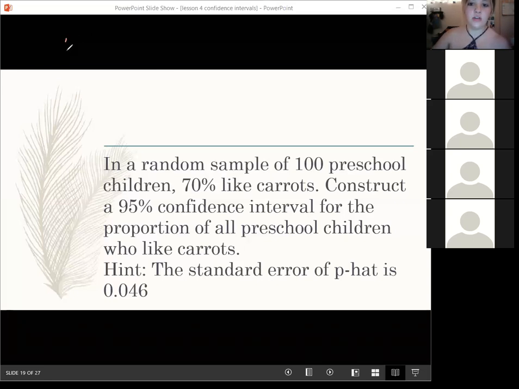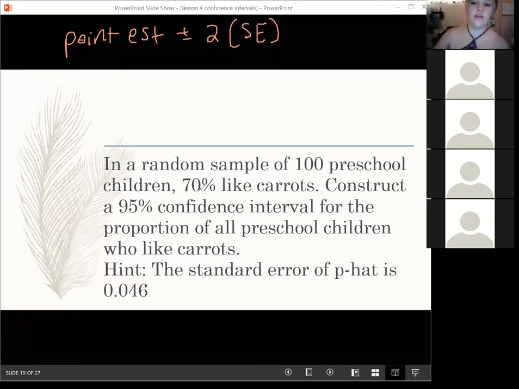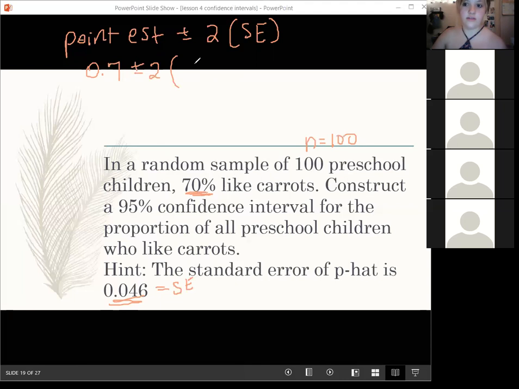So remember, our general equation is our point estimate plus or minus 2, for a 95% confidence interval, times our standard error. I like to break this apart. Our random sample, n, is equal to 100, and our point estimate is 70% because that's the statistic we got from it. So 0.7 plus or minus 2, and then our standard error, which I gave you down here, is 0.46.